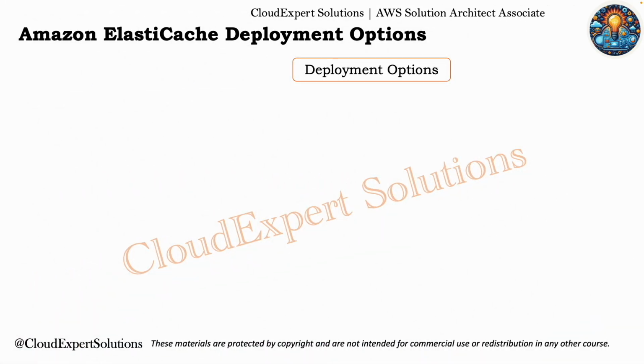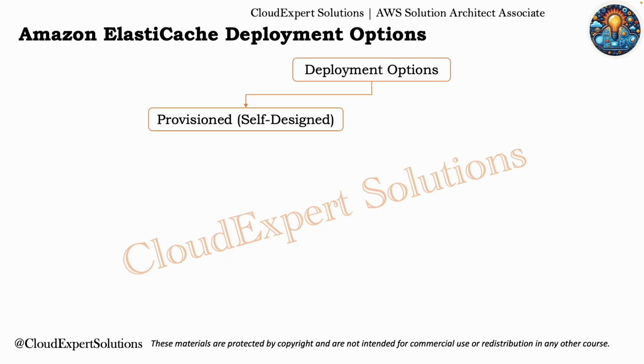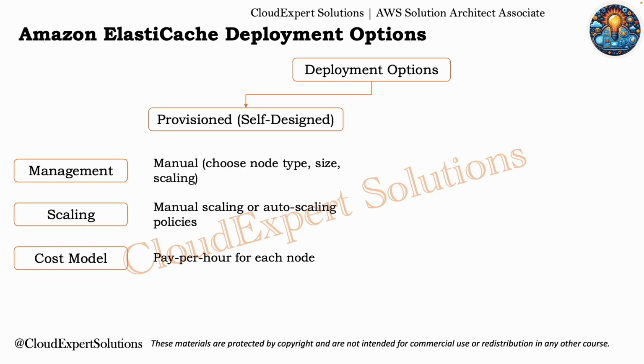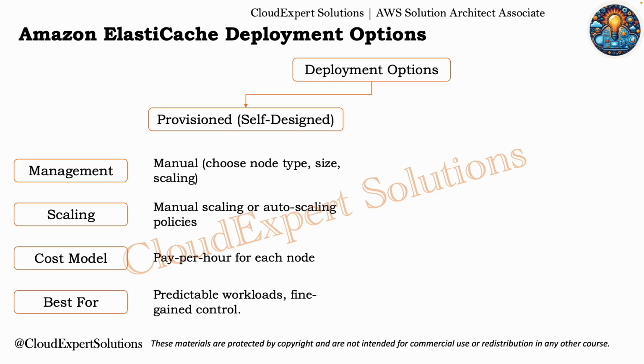Now let's review Amazon ElastiCache deployment options. When you create an ElastiCache cluster, you have two key deployment options. First, the provisioned or self-designed option, which gives you fine-grained control. You mainly choose the node type, size, and the scaling strategy. You can also configure auto-scaling policies on your provisioned cluster. You pay on a per-hour basis for each node and no upfront payment is required. This mode is ideal for workloads with predictable traffic patterns where you can forecast capacity requirements.